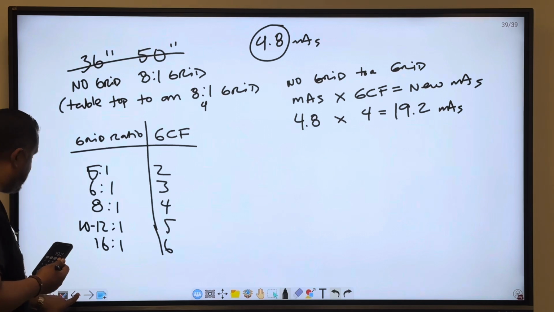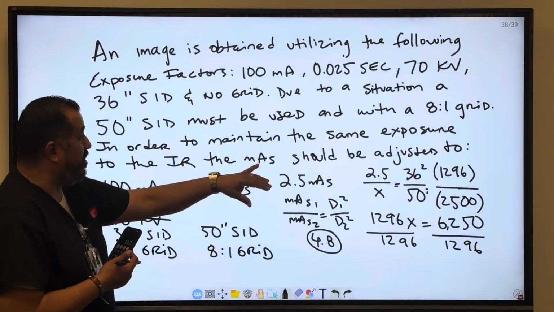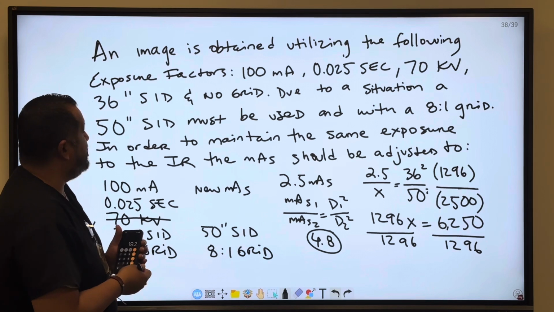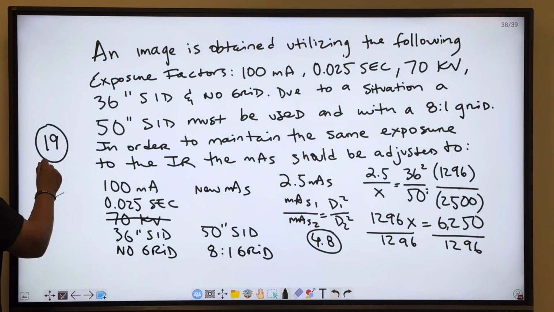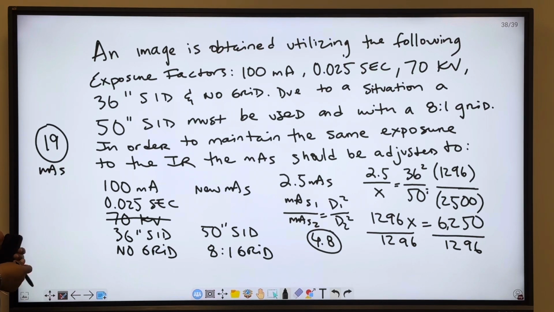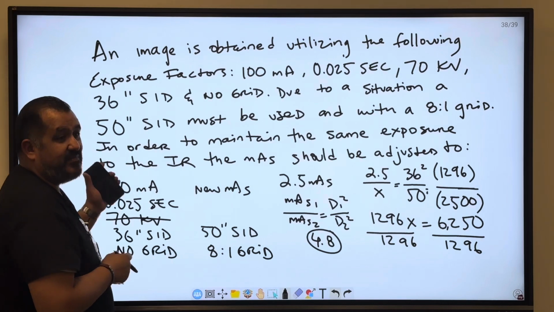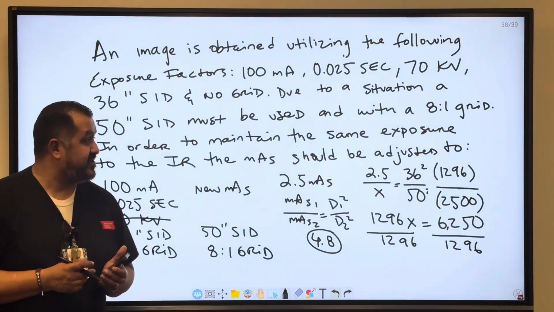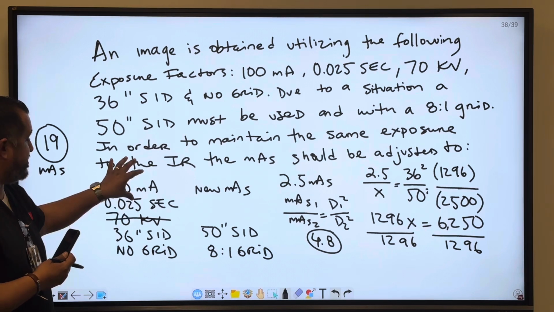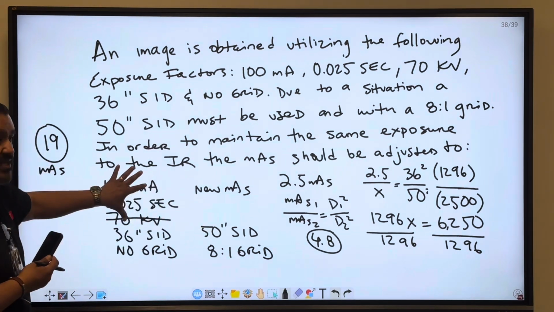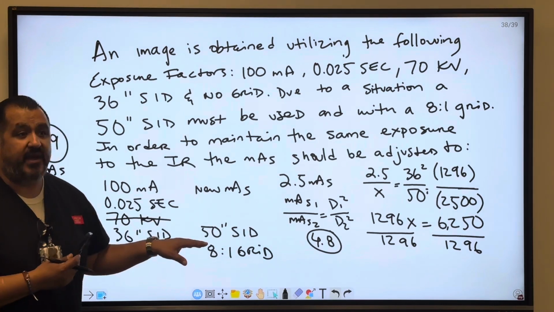So let's go back to the original one here, guys. So your new mass, after doing all of this stuff, you guys, is gonna be 19 mass. That's gonna be our answer. It's gonna be 19 mass. So you're going from 2.5 mass to 19 mass, and that's gonna be your answer. So again, it looks intimidating, but if you just pick and choose and create the columns, your original set of factors and your new set of factors, then you can figure out what math we have to do.